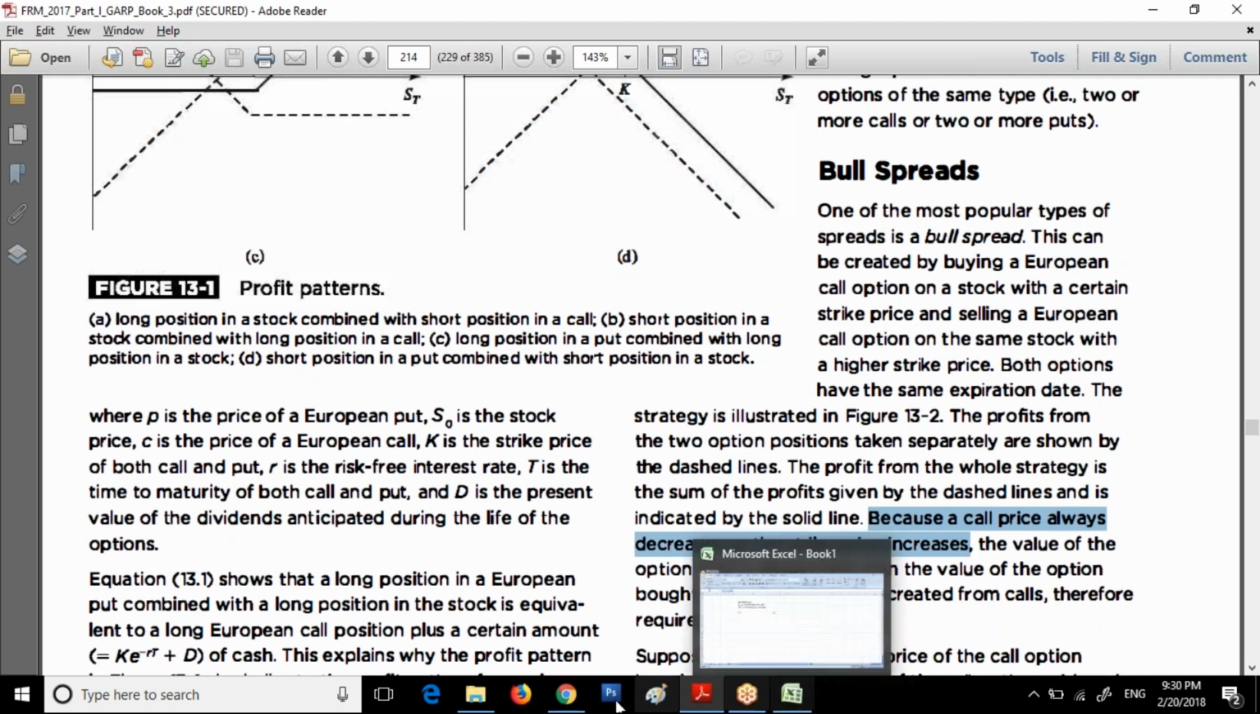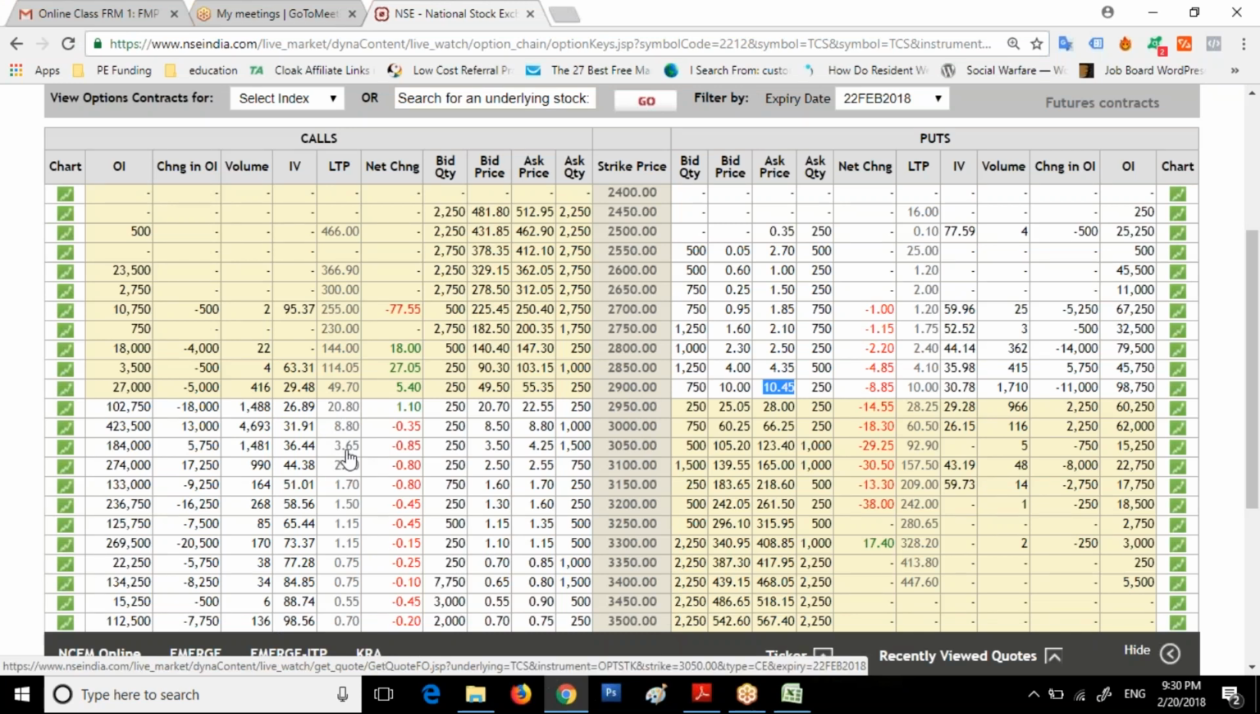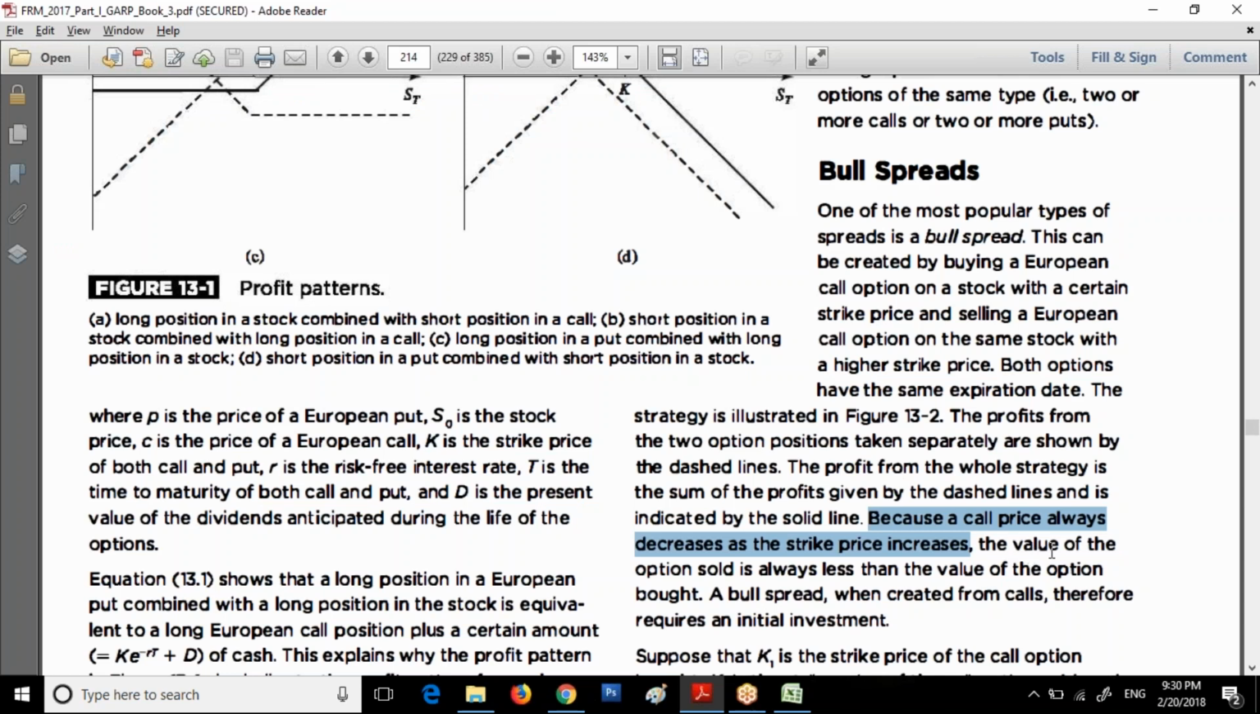So higher the strike price you go, so let's say this is out of the money, the premium you will see here is reducing. So the price is 29.50, the premium is 20. 3,000 premium is 8 rupees. 3,050 premium is 3 rupees 65 paisa. So this becomes out of the money. So more out of the money you go, lesser the time value you have and smaller the premium you have. Okay, so the value of the option sold is always less than the value of option bought.